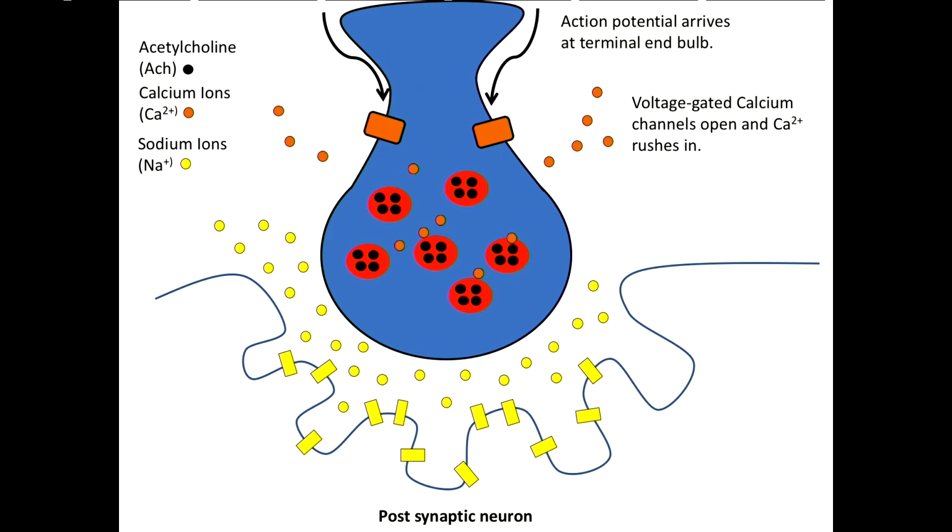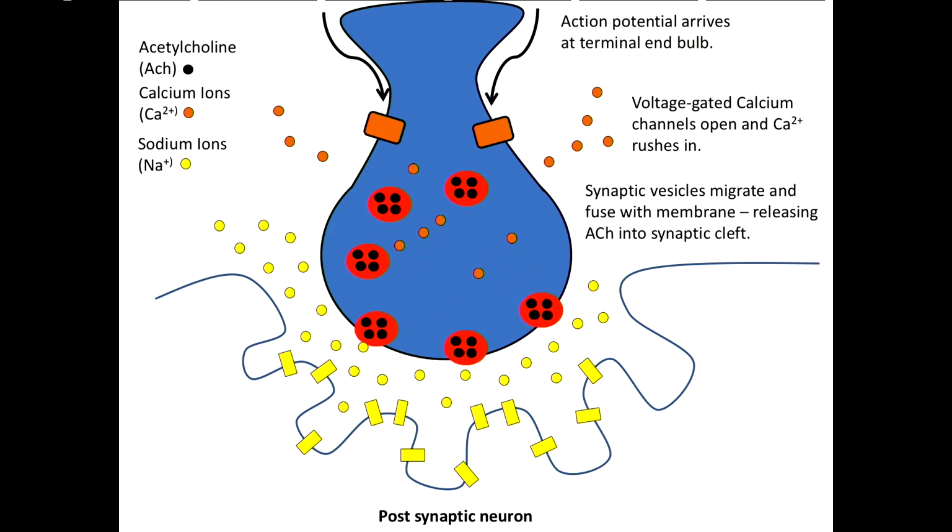Calcium binds to or turns on and prompts these vesicles to move towards the membrane. And the vesicle is just a pocket. It's almost like a mini cell within a cell. And these pockets are full of neurotransmitter. In this case, it's going to be acetylcholine, but there are a myriad of neurotransmitters. And so calcium tells these little pockets of neurotransmitter, move to the membrane and release that neurotransmitter.